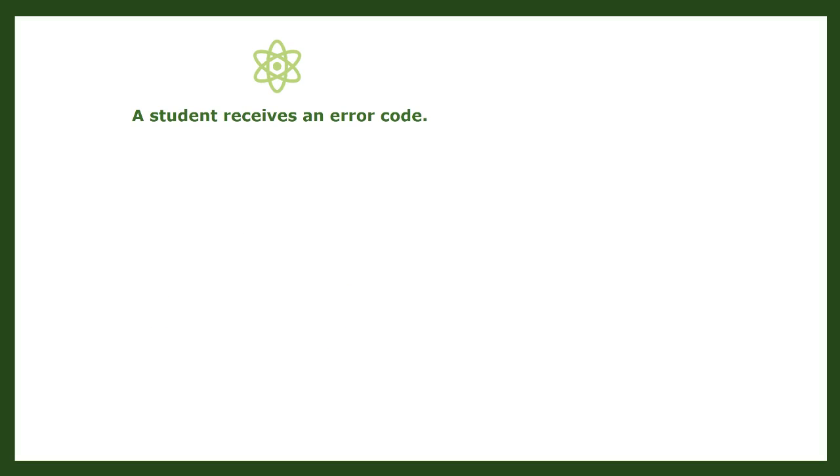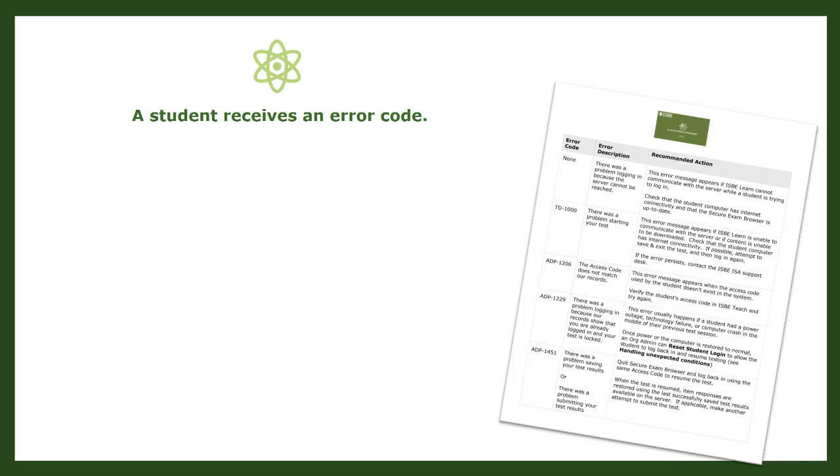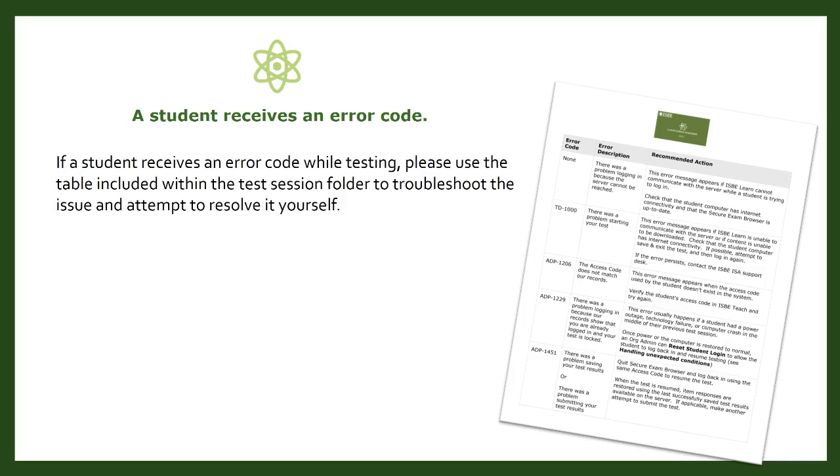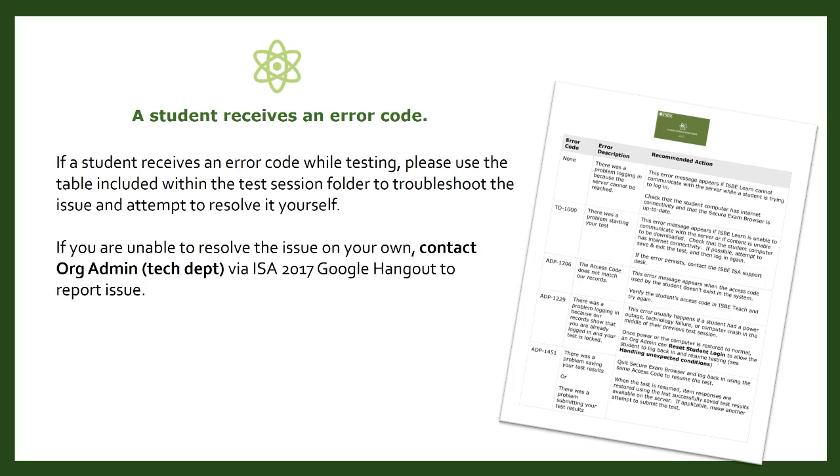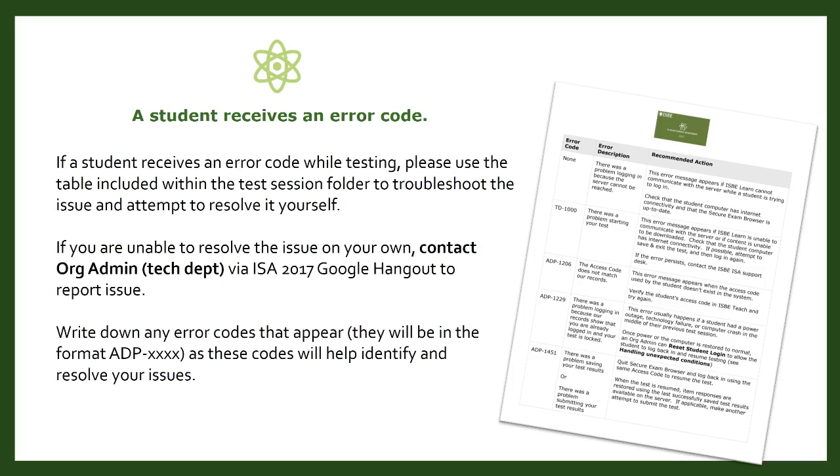However, what if a student receives an error code? Located within each test session folder is an error code reference guide. If a student receives an error code while testing, please use this guide to troubleshoot the issue and attempt to resolve it yourself. If you're unable to resolve this issue, please contact the technology department via the Google Hangout to report the issue. Write down any error codes that appear, as these codes will help identify the problem and expedite resolving the issue.